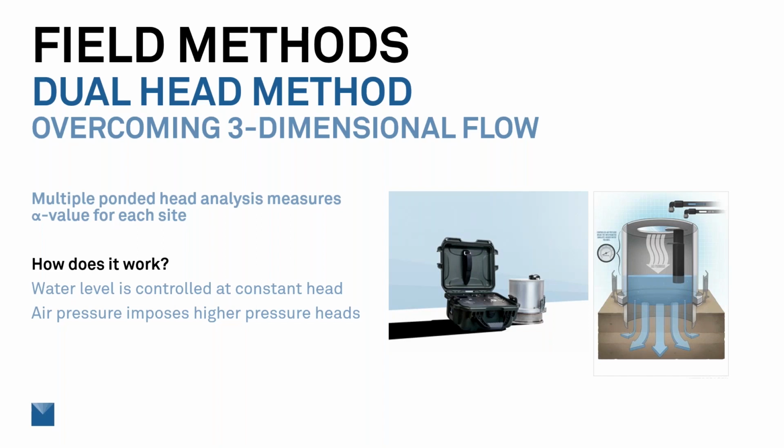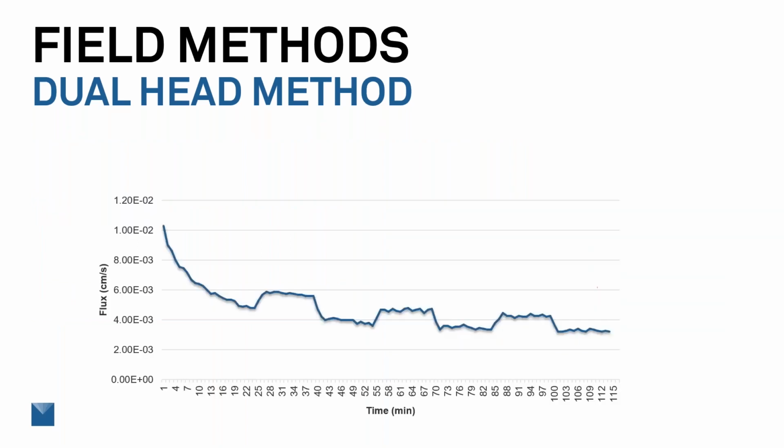It's still a ring infiltrometer approach, very similar to the single ring infiltrometer, but instead of making an estimate of the values for three-dimensional flow, or taking a guess at it, we're able to more directly measure what that should be. The way, for example, the Saturo works is we infiltrate water at a constant head, and then we use air pressure to impose those higher pressure heads. When we look at a typical infiltration curve from a device like this, using this multiple ponded head analysis approach, this is what that curve is going to look like.